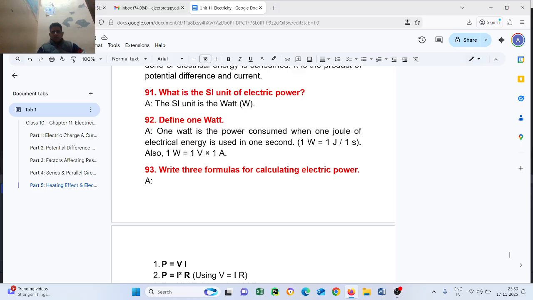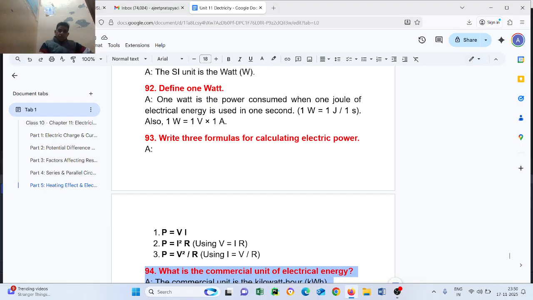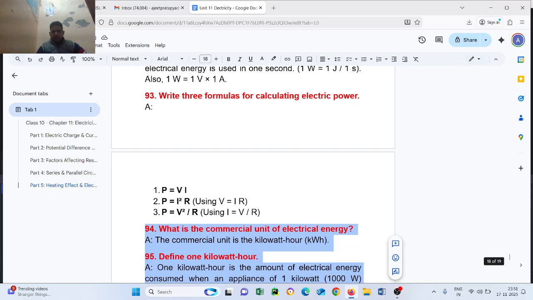Write the formula for calculating electric power. P equal to V I, P equal to I square R, using V equal to I R, and P equal to V square upon R, I equal to V upon R.